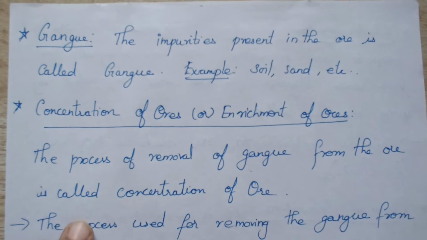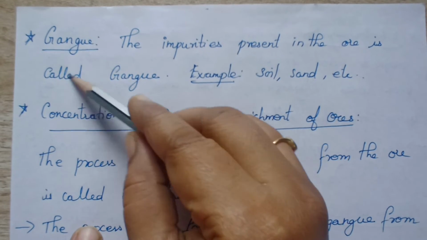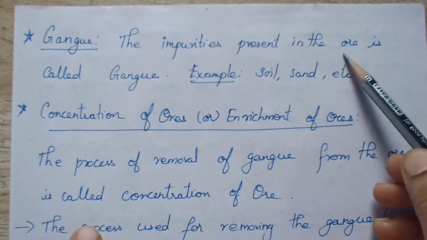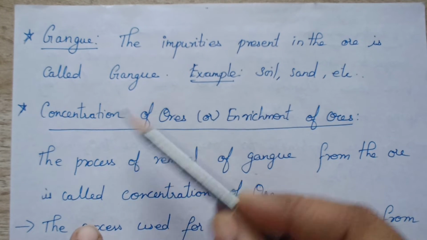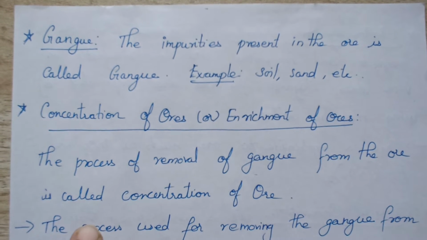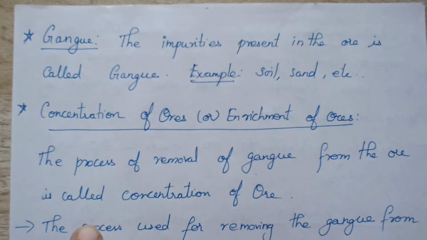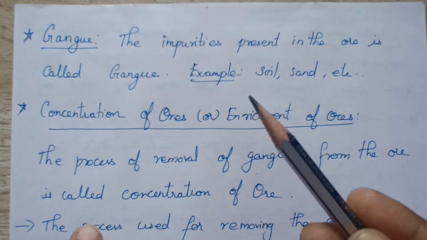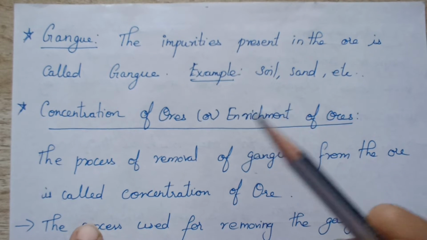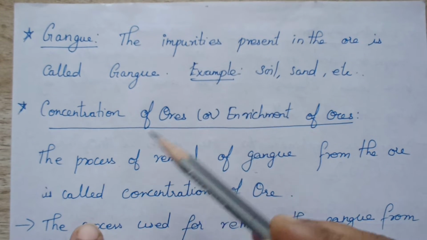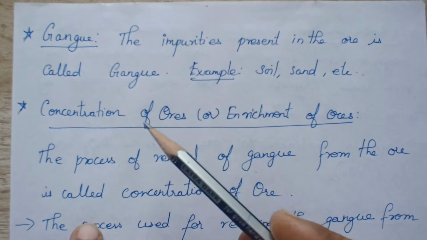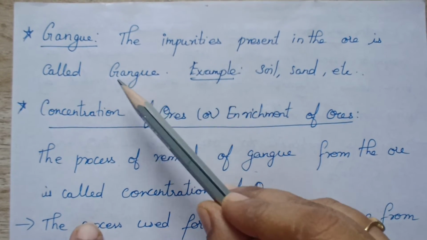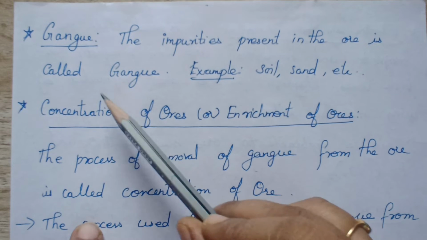First, we need to know what is gangue. Gangue is nothing but the impurities present in the ore. So we are mining the ore from the earth crust, right? It is composed of many impurities like soil, sand, plants, waste, everything. So these gangues have to be first removed from the ore. The impurity present in the ore is called gangue.